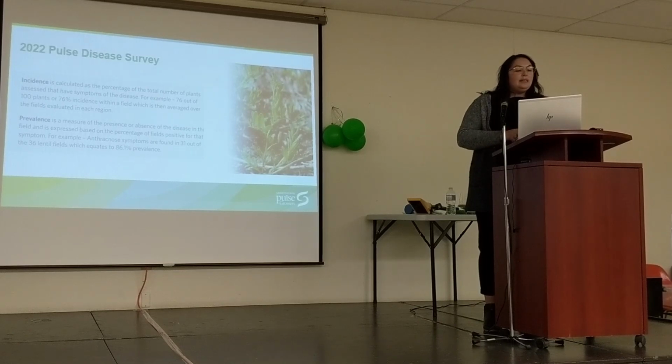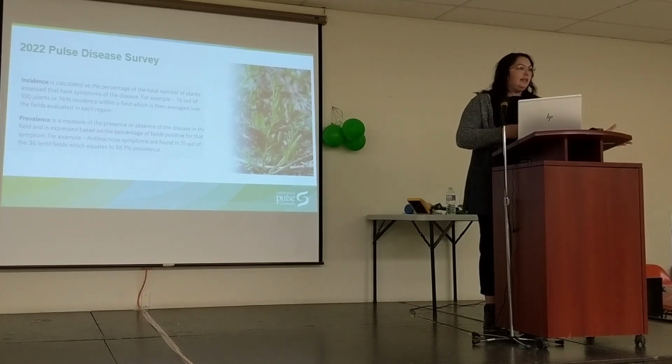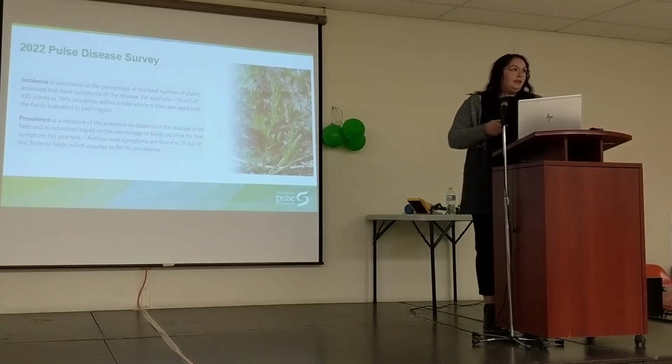Incidence is the number of total plants that tested positive for symptoms. So if you went out to a field and you collected 100 plants and 76 of those plants tested positive for the disease, you would have an incidence of 76%. Taking a further step back, a bigger picture, prevalence is how many fields had positively tested plants for that disease. So prevalence is fields, incidence is plants within a field. Make sense?